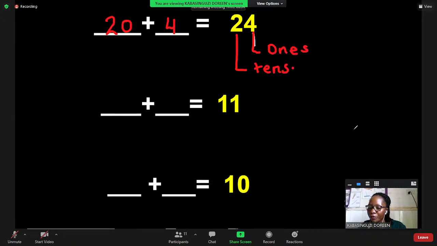Unmute Arop. Yes. Arop, now I can hear you very well. Could you please tell us how do we expand number 11? How do we expand 11?